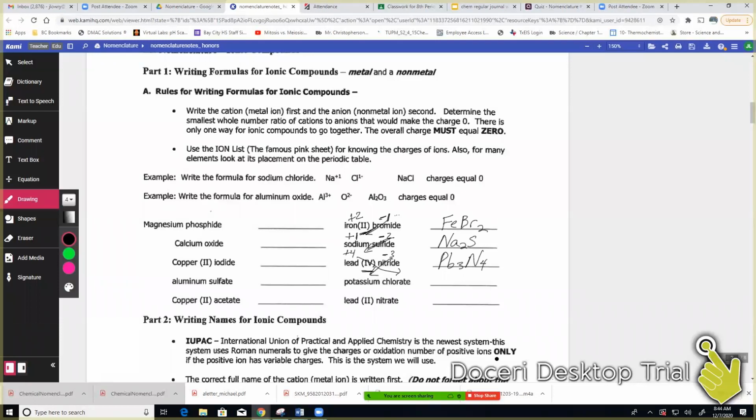Potassium chlorate is, let me get some of this out of the way. Okay, potassium is a +1. Chlorate is a -1. So they're already equal. So all I need to do is write them down. K is potassium, and if you look for chlorate, it's ClO3. That whole thing makes up the chlorate. You can leave it out of parentheses, or since it's a polyatomic ion, if you want to put it in parentheses, you also can do that.